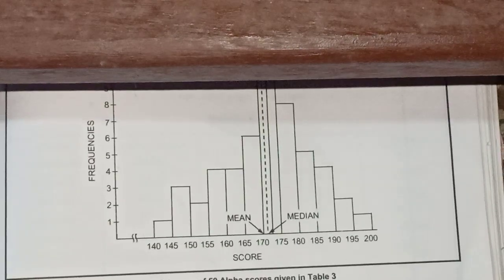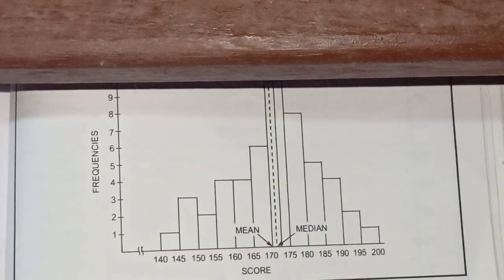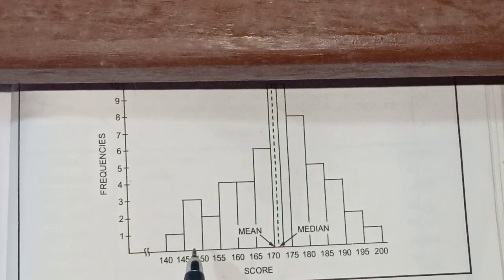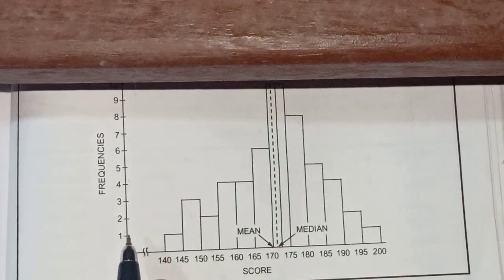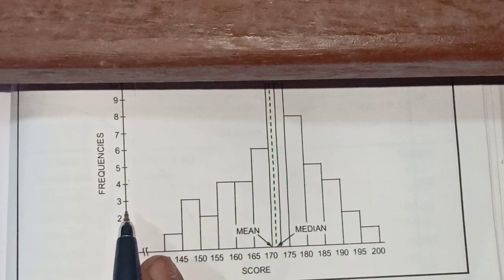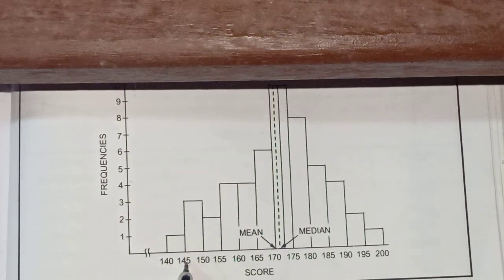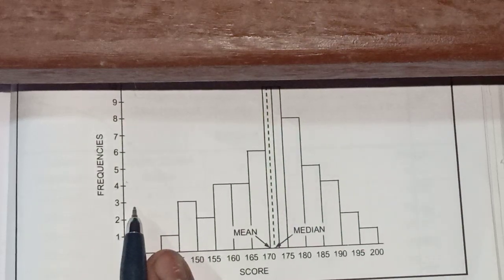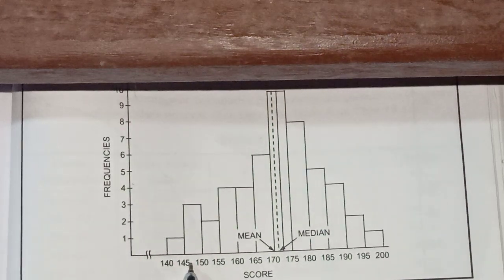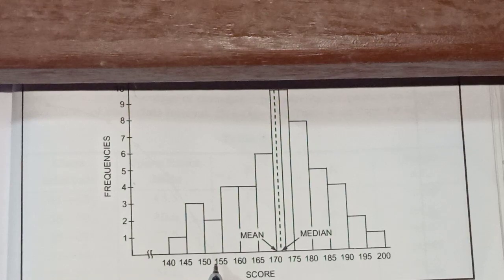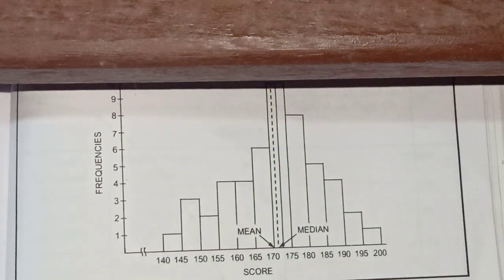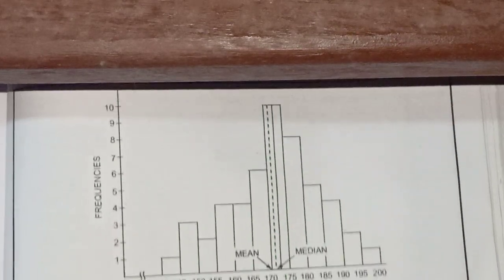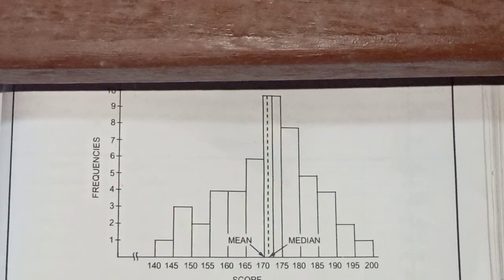Okay, so look, number of students: one student scored 145 to 150, three students scored 145 to 150, like this. This is very useful for class interval data.